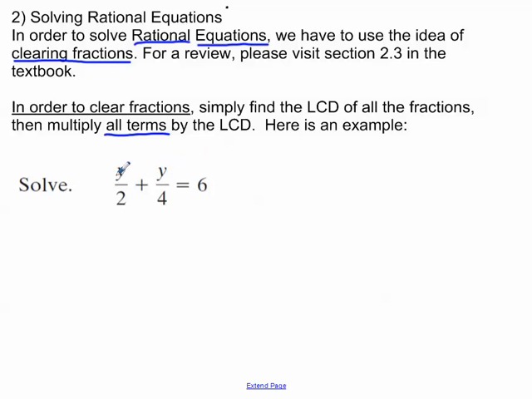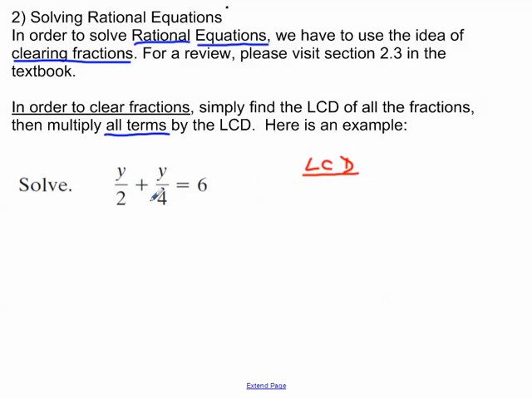So here's an example. Solve. We've got an equal sign and we've got fractions, and rational means fraction, so we've got a rational equation. We now have to clear the fractions out. So what do we have to do? We've got to find our lowest common denominator.